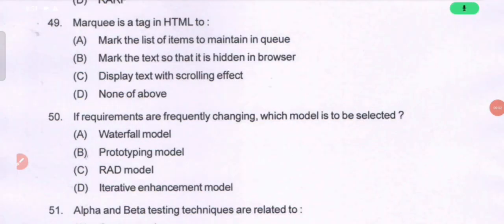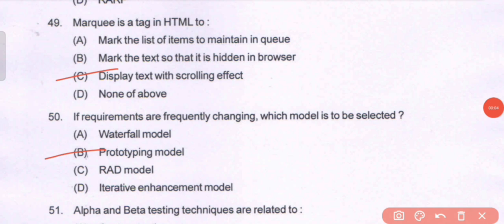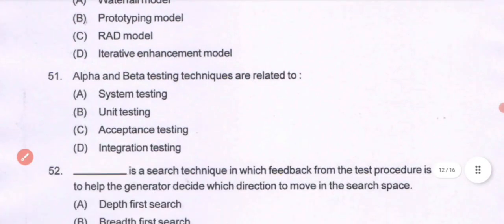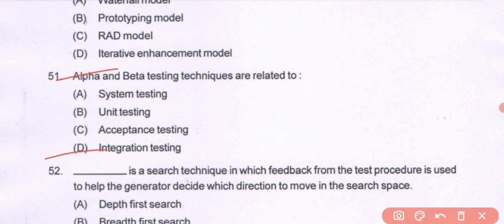Question number 49. Marquee is a tag in HTML to option C, display text with scrolling effect. Question number 50. If requirements are frequently changing, which model is to be selected? Option B, prototyping model. 51. Alpha and beta testing techniques are related to option C, acceptance testing.